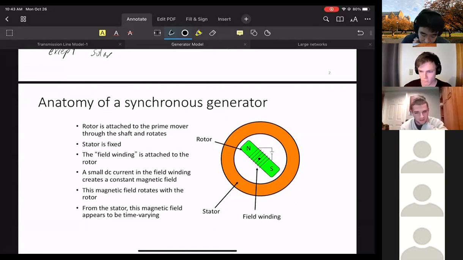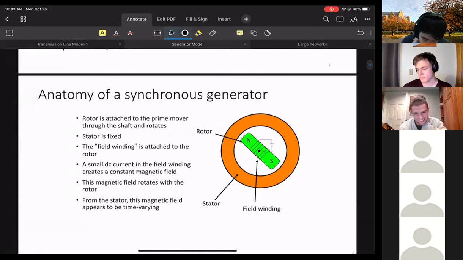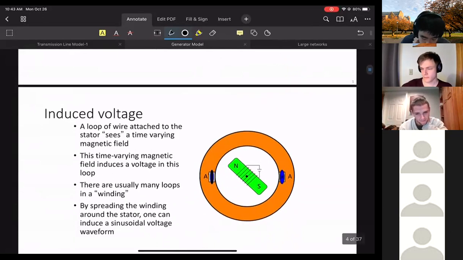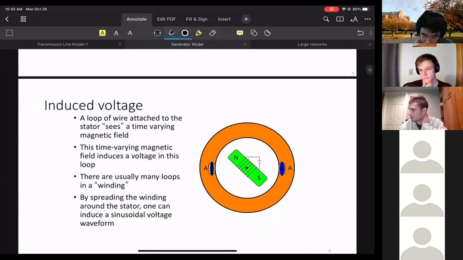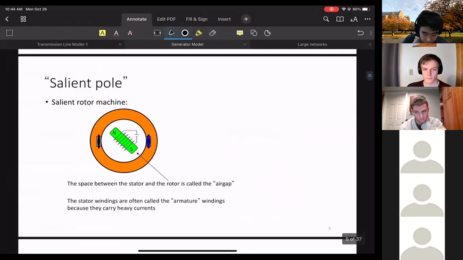If you look at the synchronous generator, this is the magnet. If you look at the induced voltage of this generator, these are windings of a wire. These windings carry a sinusoidal voltage because we're turning the magnet this way, and you have loops of wire on the stator itself. They see a changing field, and so a changing voltage. Most of our generators are salient pole generators. There's an air gap, and you develop a field in the air gap, and this will generate electricity.